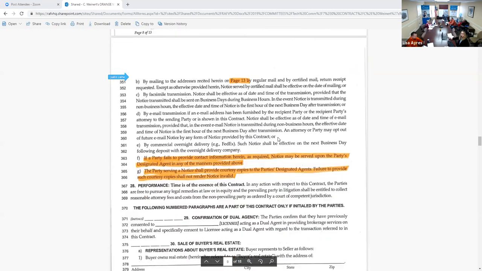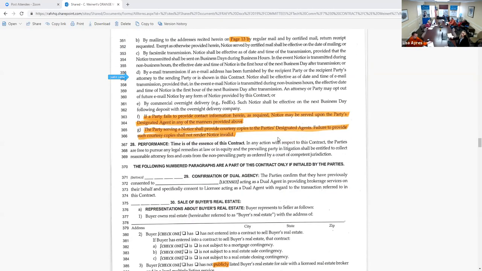All right, next, I'm on page 9. Now, we added on line 351, by mailing to the addresses recited herein on page 13. Now, I'm going to talk about this. We've made the addresses of the parties a requirement on page 13. And we're going to talk about it again when we get to page 13. But I'm going to go down here to line 363, and I'm going to give you an incentive for getting that information on page 13.